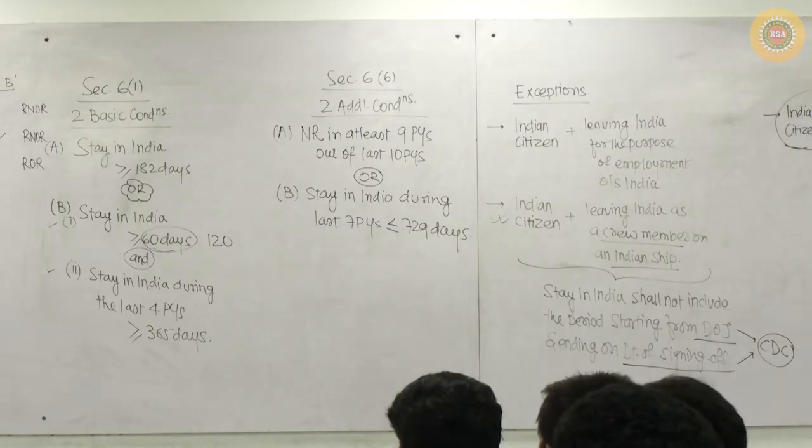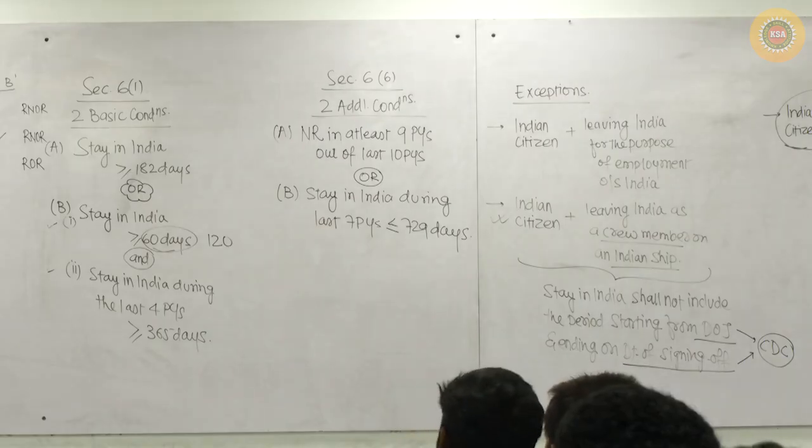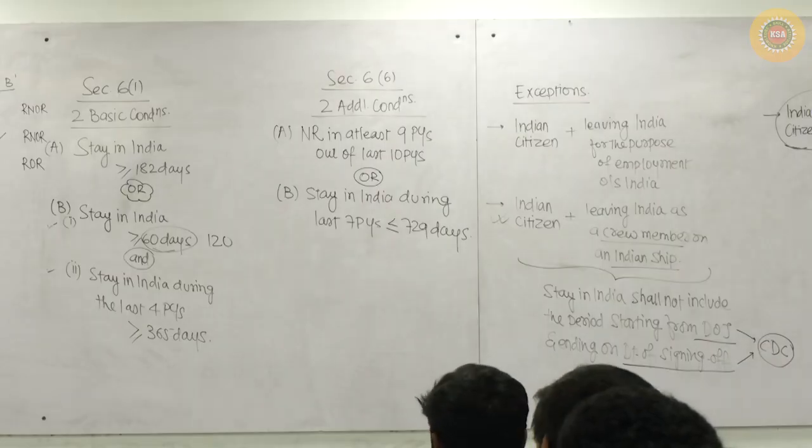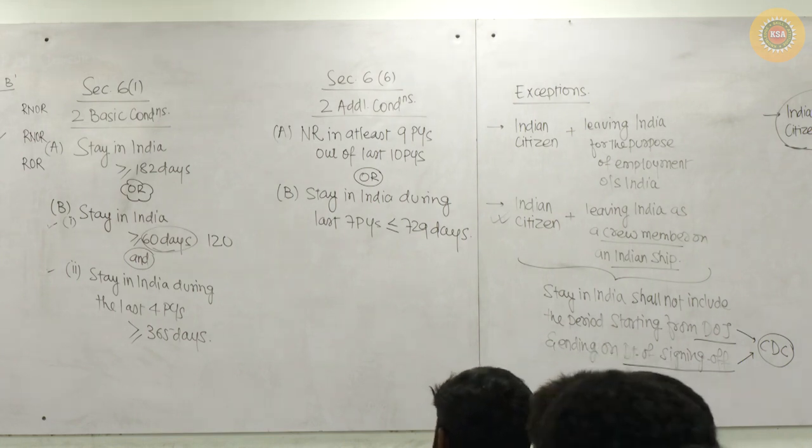Is it more than 182 days? Basic condition A, fulfilled or not fulfilled? Not fulfilled. This basic condition B, you are not going to check because you are covered by exception. If you are covered by exception and not satisfying A condition, B is not applicable. A condition not fulfilled and B is not applicable.